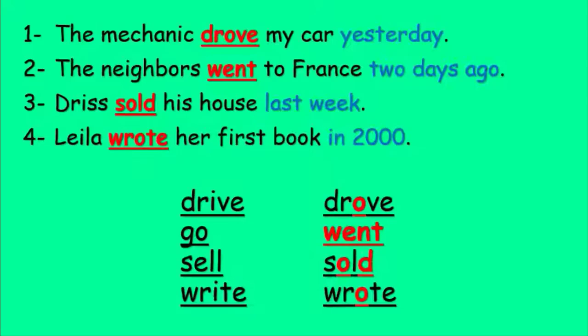So drive becomes drove, go becomes went, sell becomes sold, and write becomes wrote. We cannot tell you how to change from one form to another because there is no rule. So you have to learn these forms by heart. That's the only way.